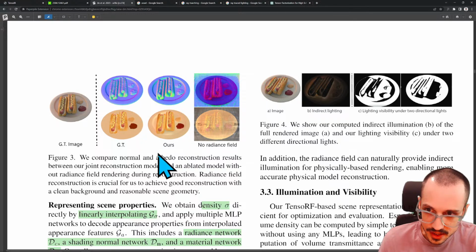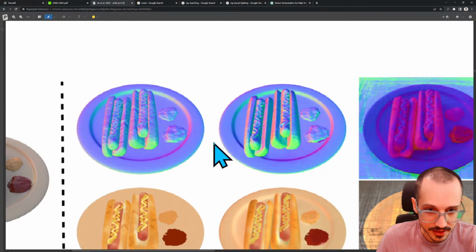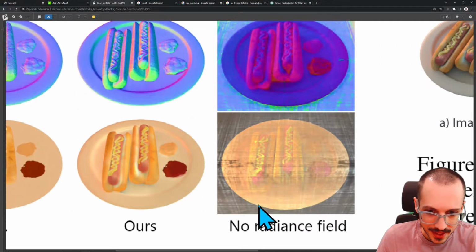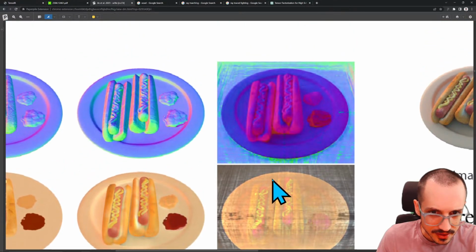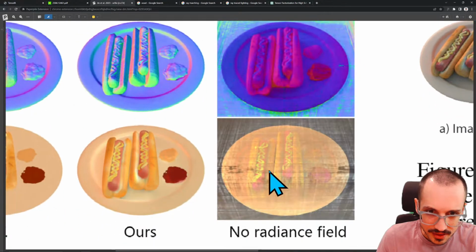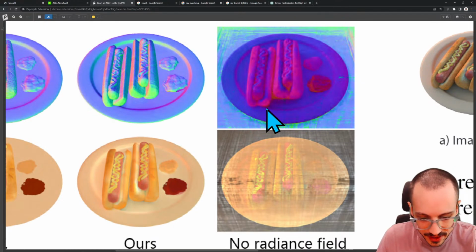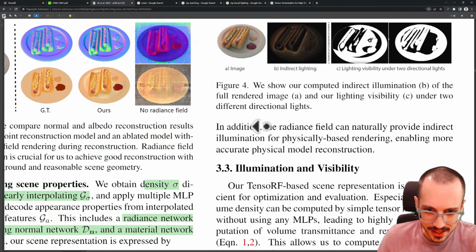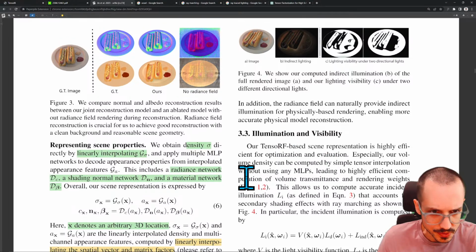ground truth versus theirs. And honestly, it literally looks better than the ground truth, which is crazy. Look at that. It's almost crispier than the ground truth. And then you can see without the radiance field, you get all these weird looking artifacts. Yeah, so the fact that this one looks way better than this one is telling you that the radiance field is very important, right? They performed an ablation study to show you that the radiance field is critical. And if you get rid of it, you're basically going to get bogus results.